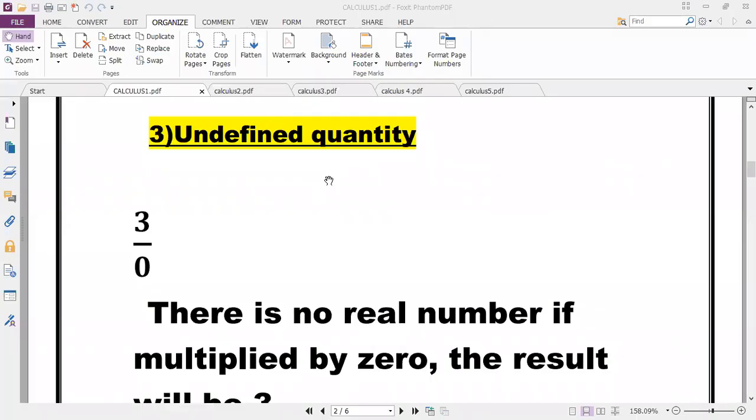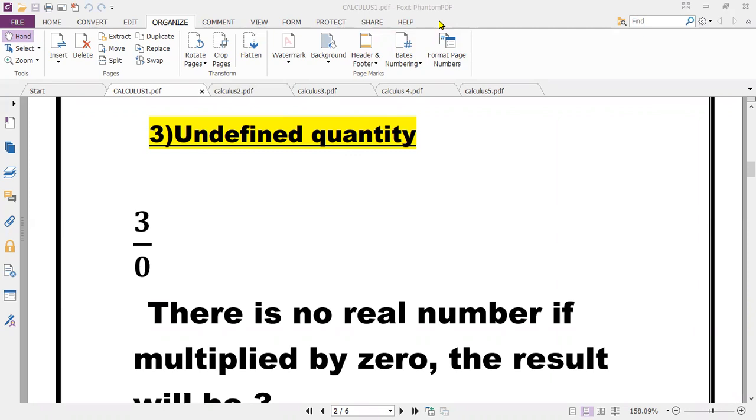Undefined quantity. The undefined quantity is the value like 3/0. 3/0 is undefined quantity because there is no real number which, if we multiply it by 0, the result will be 3. So 3/0 is undefined quantity. So we have till now a specified quantity, unspecified quantity, and undefined quantity.